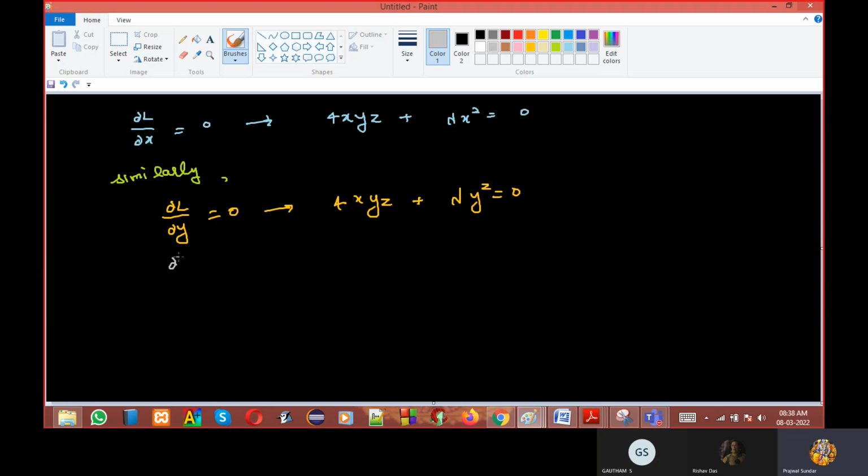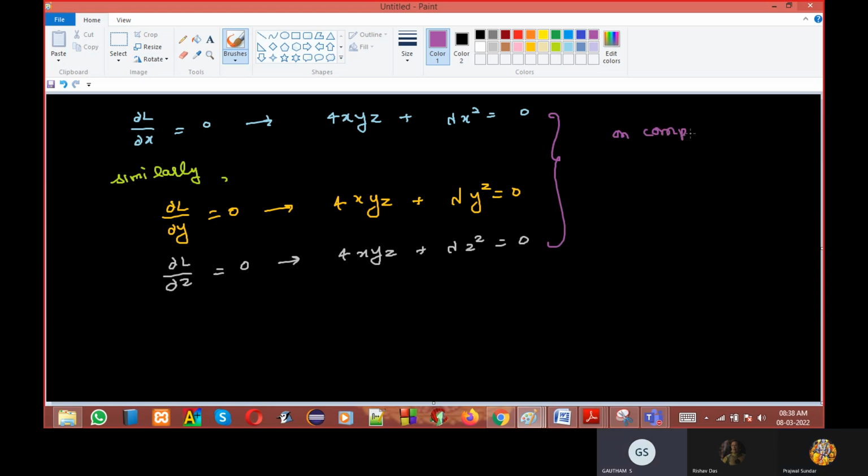And what you can do? Dou L by dou z is 0. What do you get? 4xyz plus lambda z squared equal to 0. On comparison, what do you get? x squared equal to y squared equal to z squared.